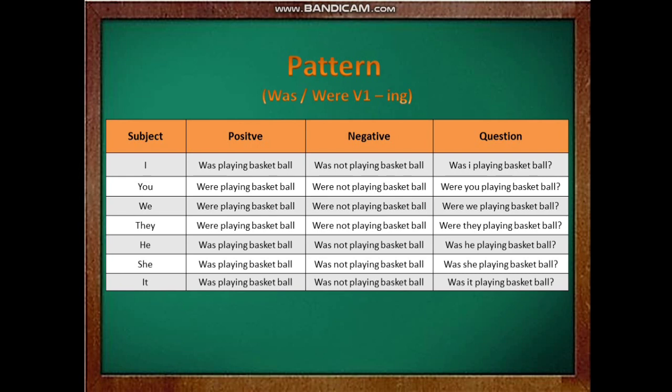If we move to the negative form, we only add not after the to be there. Was not, were not playing basketball. That is the second sentence. And the last sentence is the interrogative or questions. So we have to rotate the position between the to be and also the subject. Was I, were you playing basketball yesterday? Were they playing basketball? Was she playing basketball? And so on. This is the pattern, so I think that is quite easy to understand, inshallah.